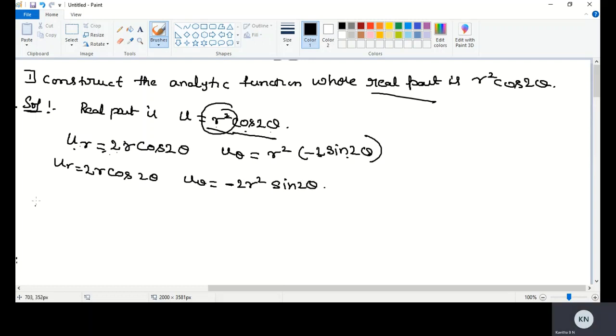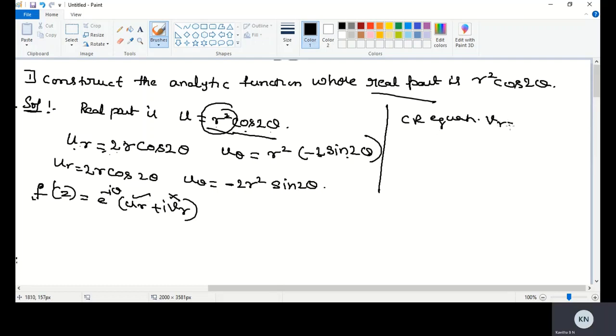Then the next step, take down f dash of z. F dash of z is equal to e to the power of minus i theta (ur plus i Vr). We know ur, we don't know Vr. Then use the CR equation. Observe the CR equation.